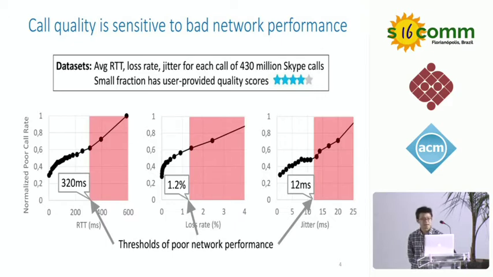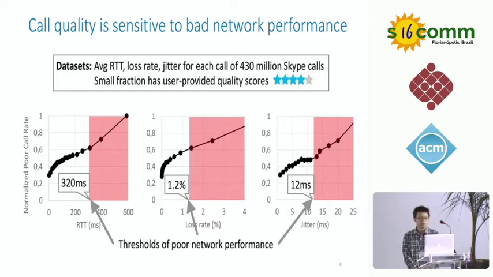The x-axis is the buckets of RTT in milliseconds. The y-axis is the fraction of poor quality calls whose average RTT is within a certain range on the x-axis. Now we can see a clear trend that higher RTT leads to poorer call quality. Now to simplify this correlation, we use 320 milliseconds as a threshold of good and bad RTT, which is also in line with related work in internet telephony. And similar analysis can also be done on packet loss rate and jitter. And we can see that there are similar trends that worse network performance leads to worse call quality.